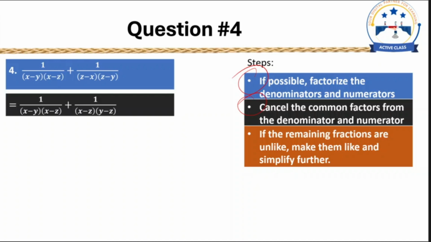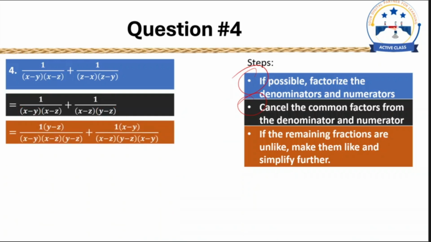Okay, now in the first fraction there is x minus y, which is not present in the second fraction. So I need to multiply the second fraction with x minus y. Likewise, in the second fraction there is y minus z, which is not present in the first fraction. So I need to multiply the first fraction with y minus z. Let me multiply and write. This is how our solution looks like.